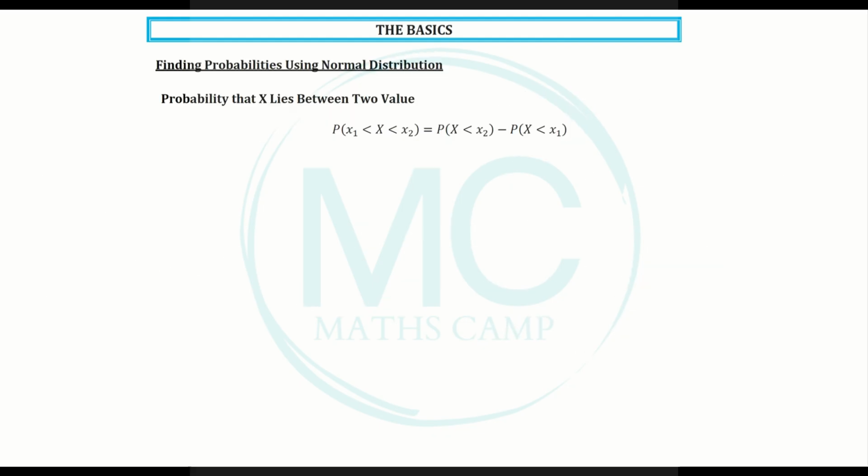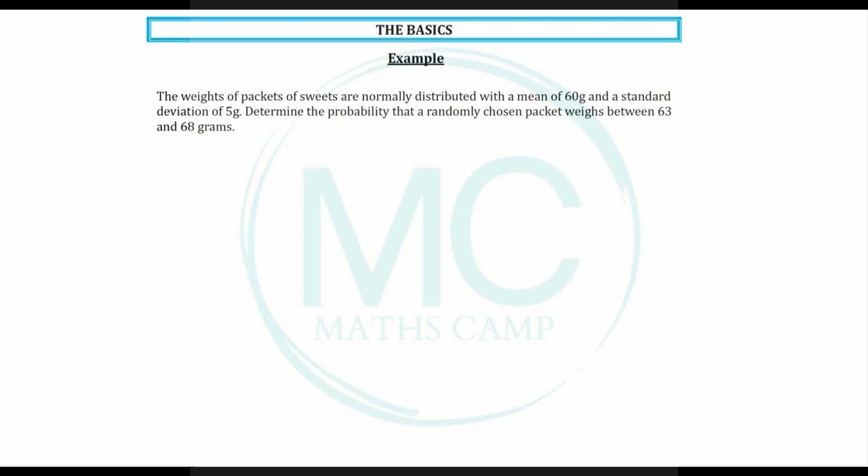Now let's look at how we find the probability that x lies between two values. We know that the z-score from a normal distribution only gives us the probability that x is smaller than a given value. So when x lies between two values, we find the probability that x is smaller than the greater value, and then we subtract the probability that x is smaller than the smaller value. So let's look at an example.